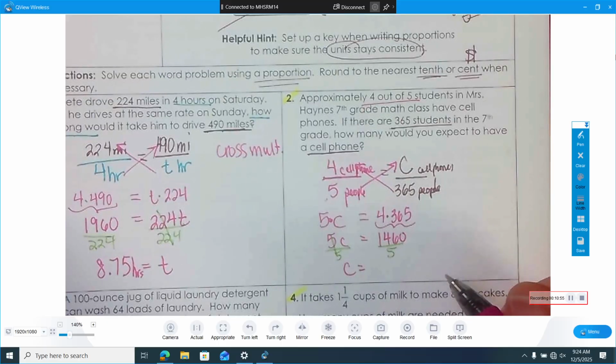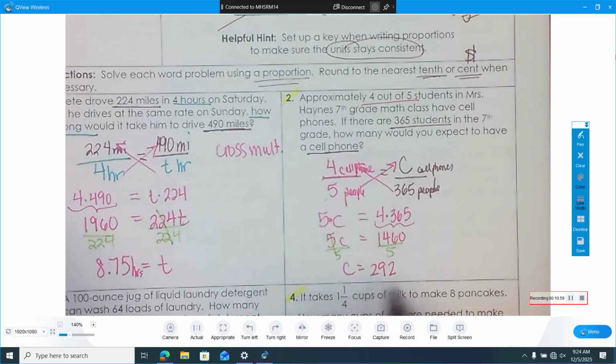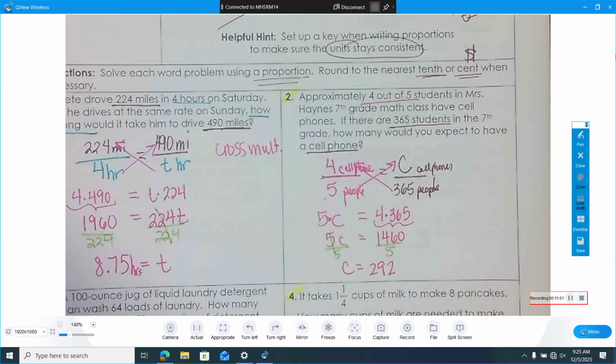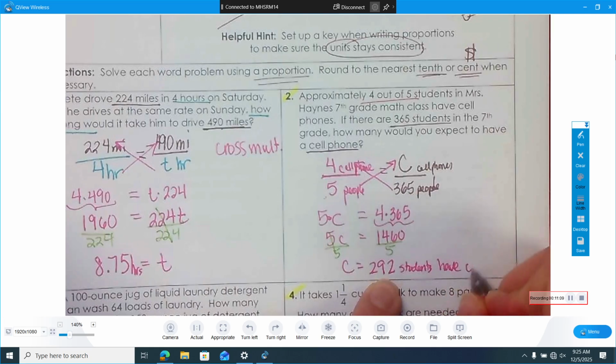What is 1460 divided by 5? 292. And what did that represent? C, cell phones. So 292 students have cell phones. All right.